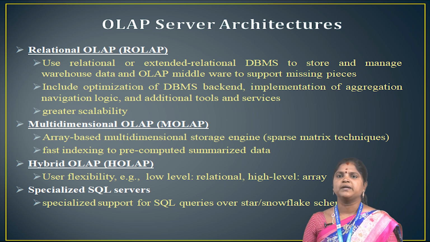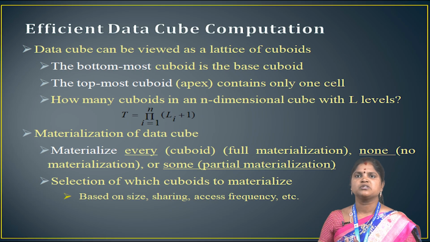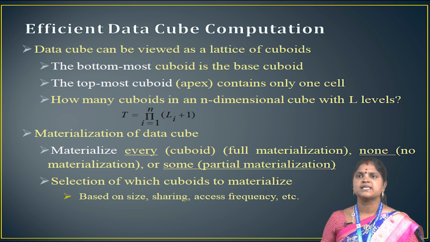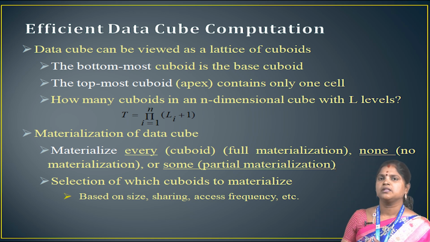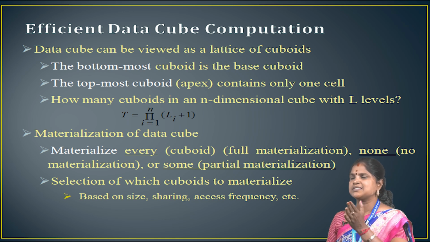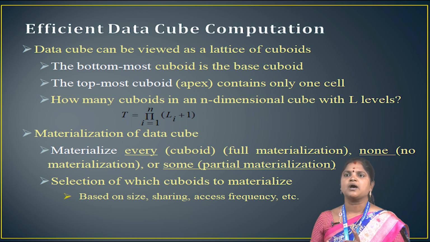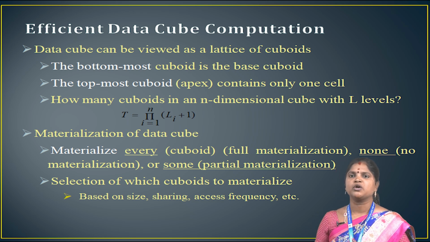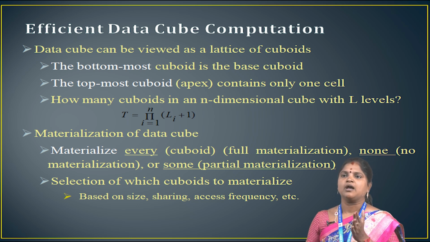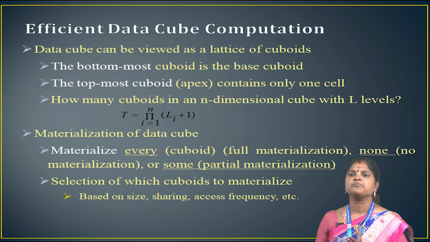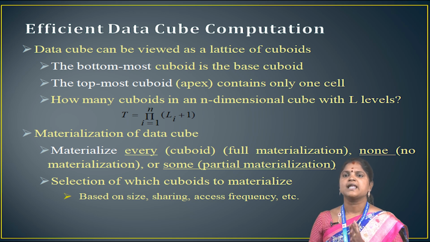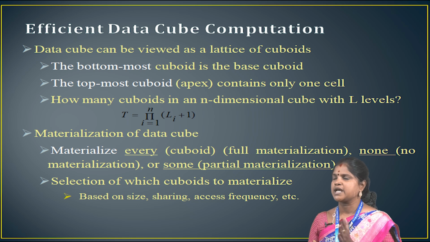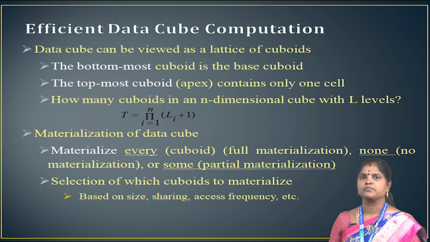Data warehouse implementation. Efficient data cube computation. A data cube can be viewed as a lattice of cuboids. The bottom-most cuboid is the base cuboid. The top-most cuboid contains only one cell. Materialization of the data cube: materialize every cuboid, or some, or partial materialization. Selection of which cuboids to materialize is based on size, sharing, access frequency, etc.